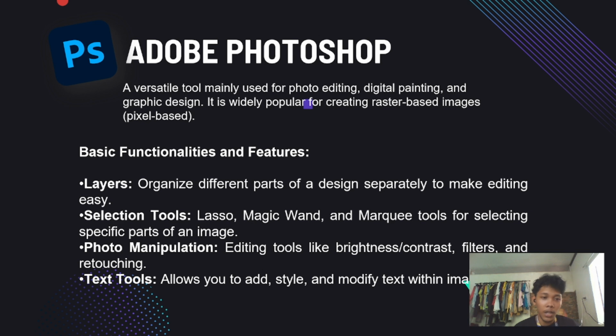It has layers and selection tools, and Illustrator has those too. Though Illustrator is not pixel based, okay? So that's the difference. But more on Photoshop, it is used for photo manipulation, which has editing tools for brightness, contrast, filters, and retouching images. It also has text tools that allow you to add styles and modify text, etc.